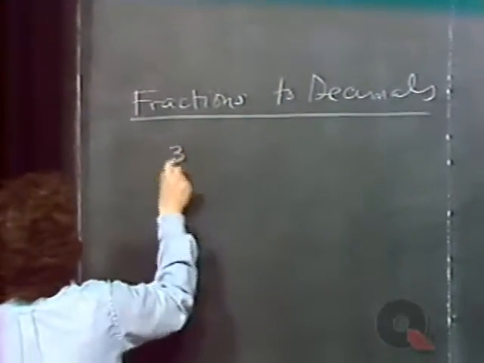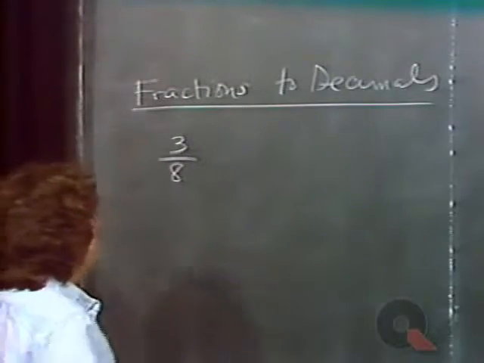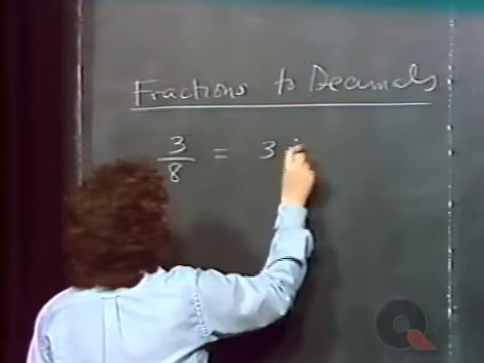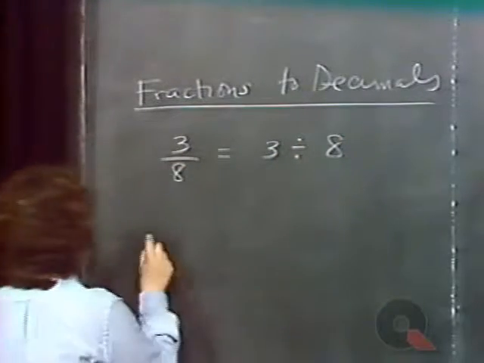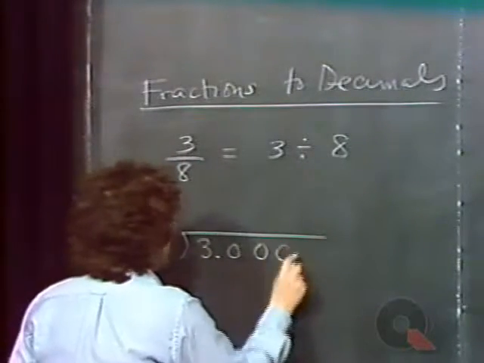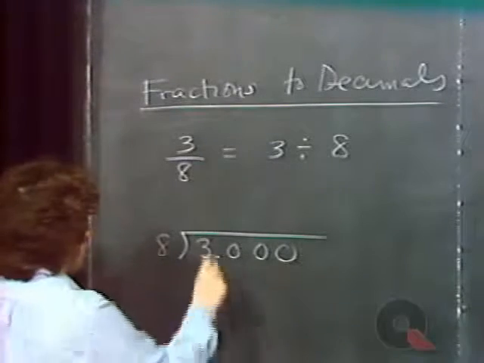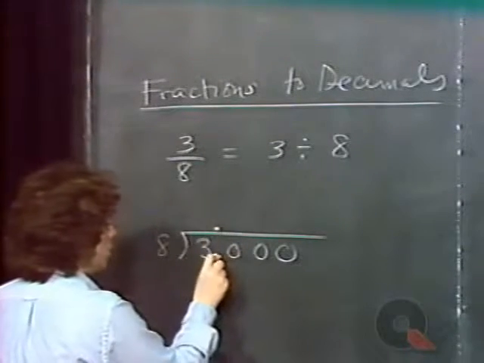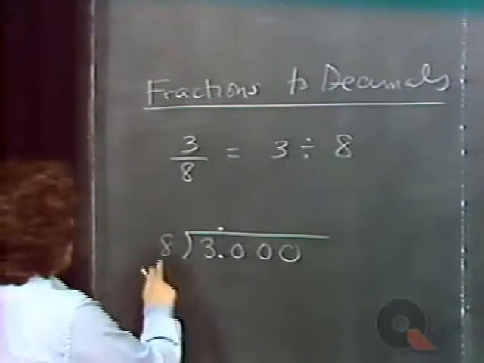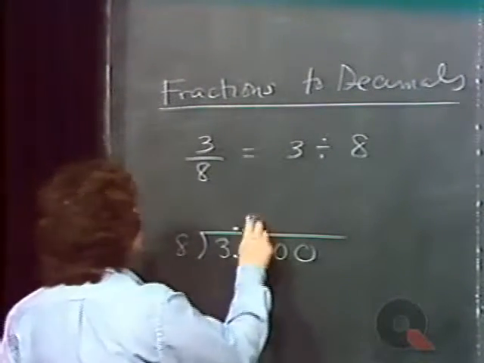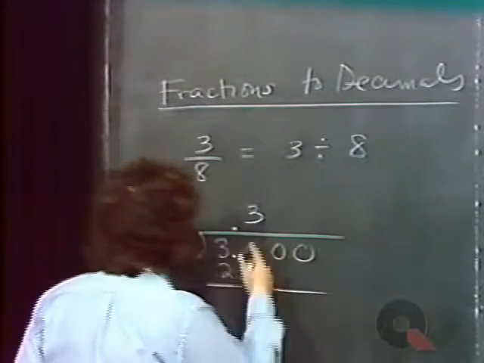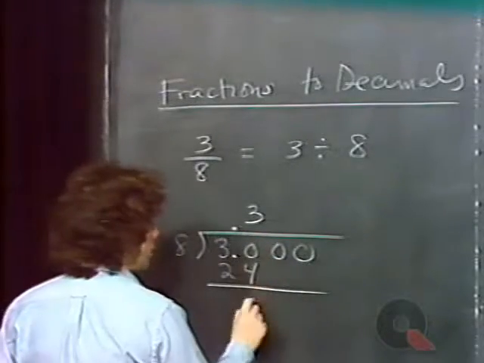Okay, let's say we have a fraction 3/8. In an earlier tape, I reminded you that this means 3 divided by 8. Okay, 3 divided by 8. You put the decimal point in the answer over the decimal point here. And we begin our division. 8 into 3, no. 8 into 30 goes 3 times. 3 times 8, 24. We subtract, take away 4, 6.